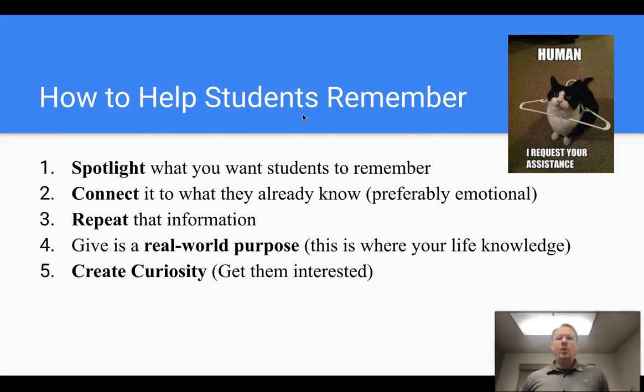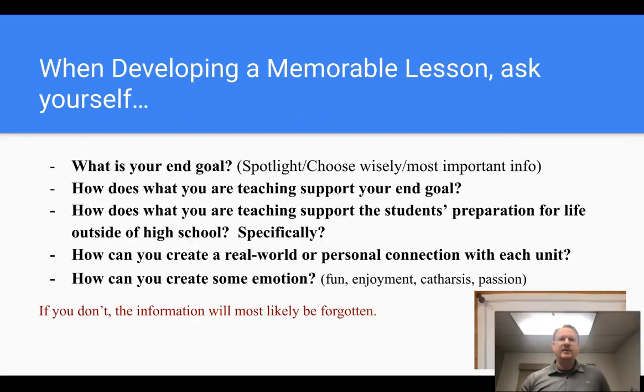Give them a real world purpose, right? Connect that information you're teaching to their real world. This is where your life knowledge comes in. As teachers, gosh, we have so much knowledge that we can share that goes above and beyond the textbook, right? Bring in your hobbies, your skills, careers you did before you were a teacher, and bring that life knowledge in. And so connect what's being taught in the textbook to the reality of life. And really important, we need to create that curiosity within our students and that interest level with them.